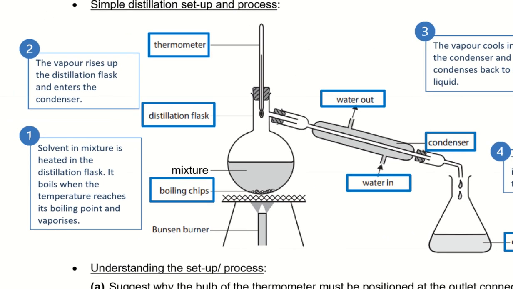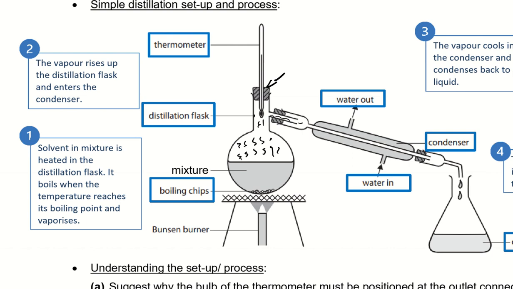So what will happen? At first, all my mixture will be heated up. Once the solvent in the mixture is heated up, it will become vapor. This vapor will travel upwards and into the condenser. Why? Because there's a stopper over here. The stopper prevents the vapor from escaping out of the flask.